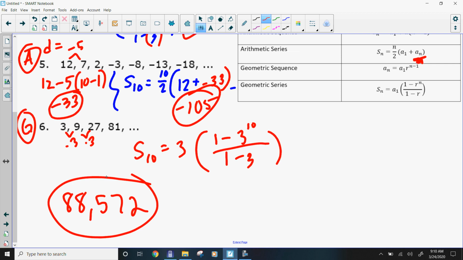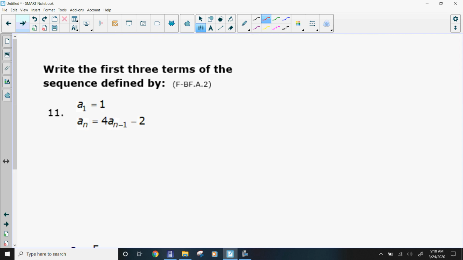That's our answer. Okay, next, write the first three terms of the sequence defined by that. So this right here, the first term is easy. They always give it to you. This is a recursive formula, and you can tell it's recursive because of the little n minus 1 part.